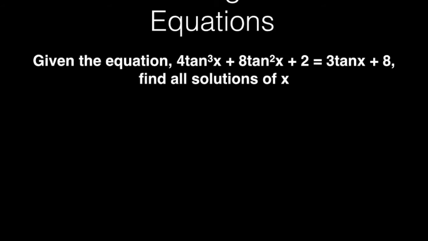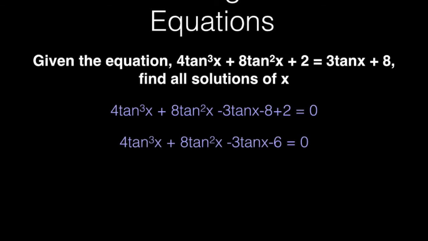Okay, so at first glance this kind of looks a bit daunting. You have many terms and you have a cubed and a squared. But let's try to move all the terms to one side and see if we can factor out anything. We move it to the left-hand side. We get 4 tan cubed x plus 8 tan squared x minus 3 tan x minus 8 plus 2 is equal to 0. We simplify it and we get 4 tan cubed x plus 8 tan squared x minus 3 tan x minus 6 is equal to 0. Now if you notice, there are 4 terms.